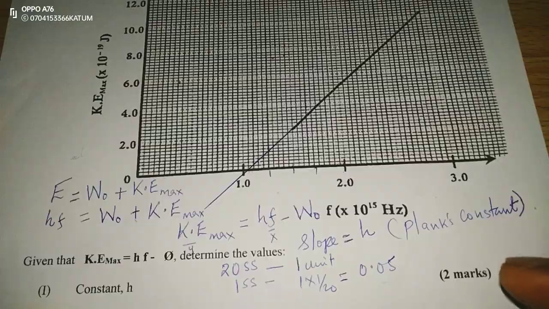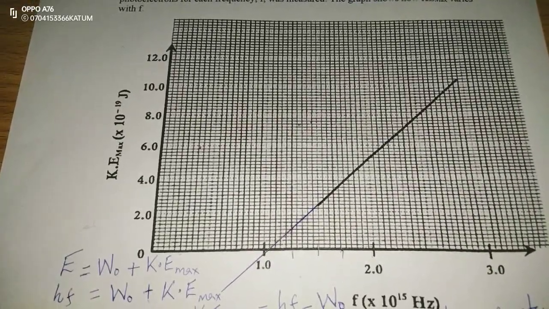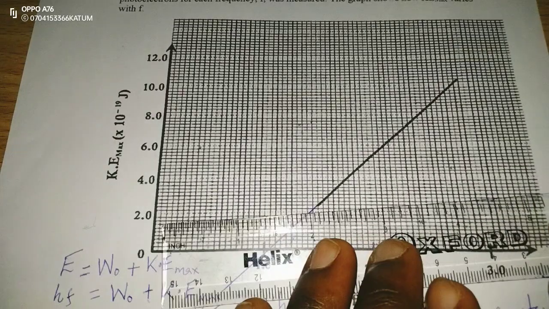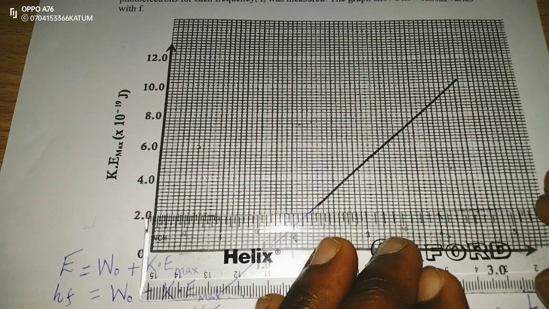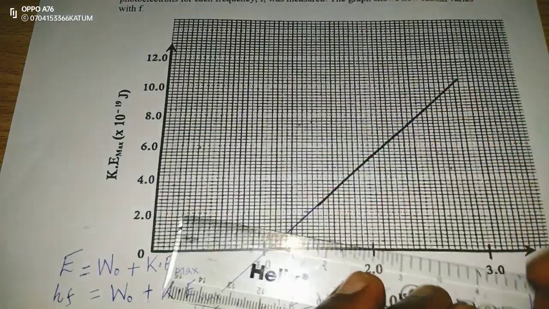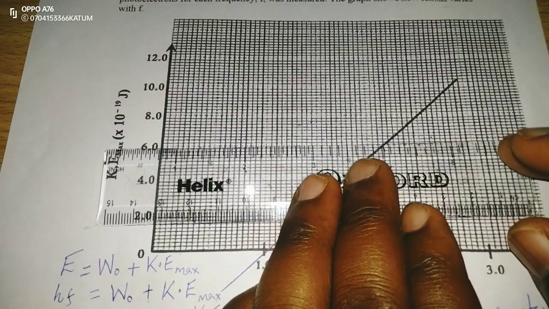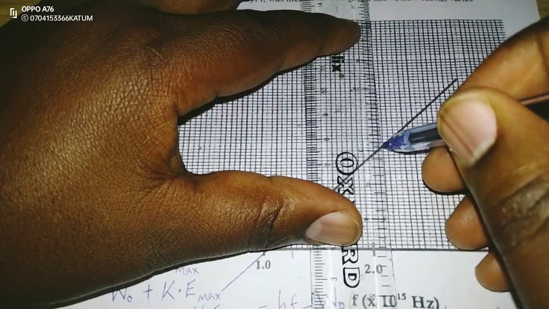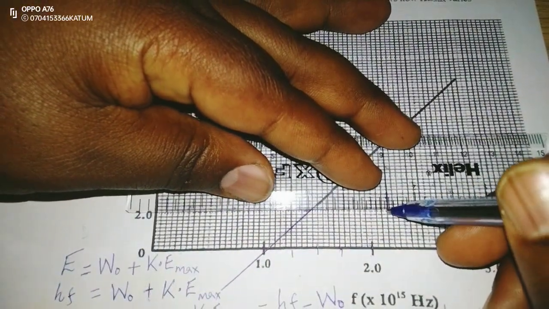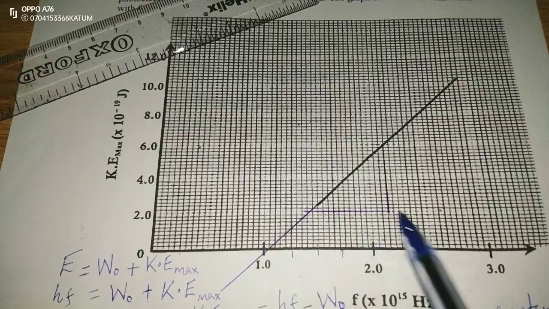But now we can go to the slope. For us to handle Planck's constant, we need slope. The slope will be obtained using any 2 fixed constants. Any 2 fixed constants. And these can be, maybe when we move across there. I think we can use 2 and 6. Yeah, 2 and 6. So we just need the change in the y-axis out of the change in x-axis.